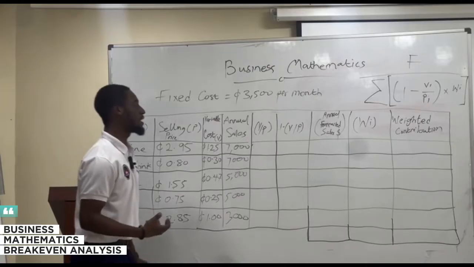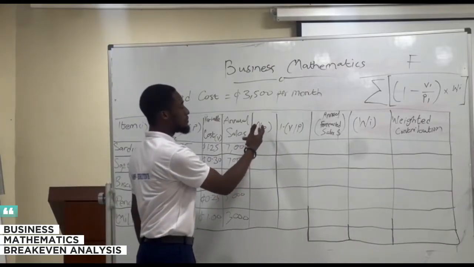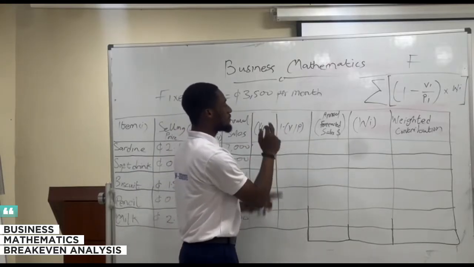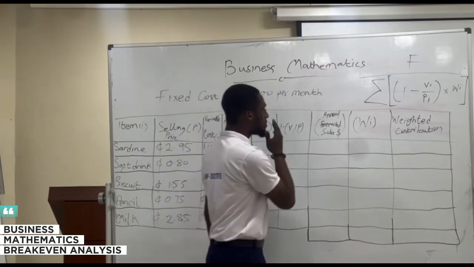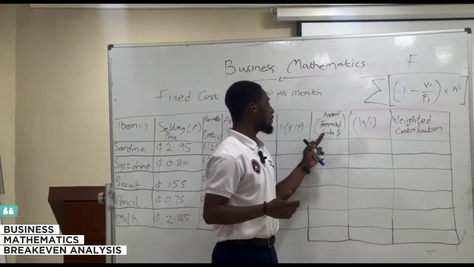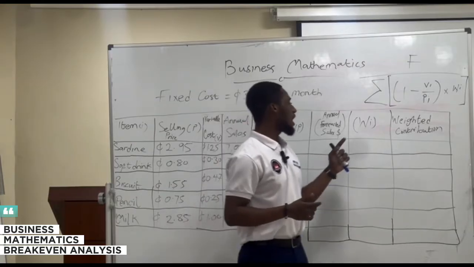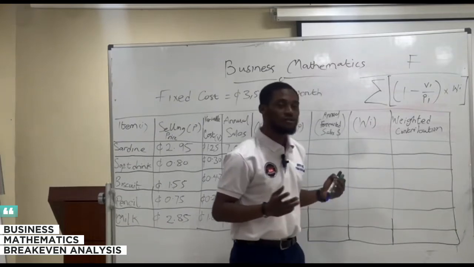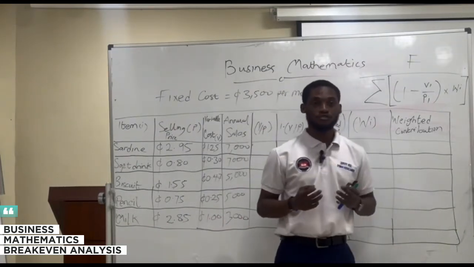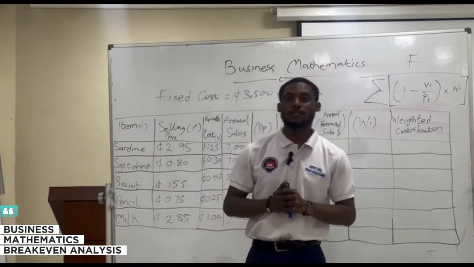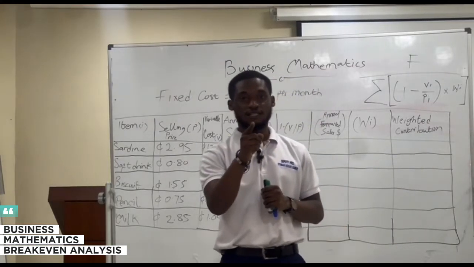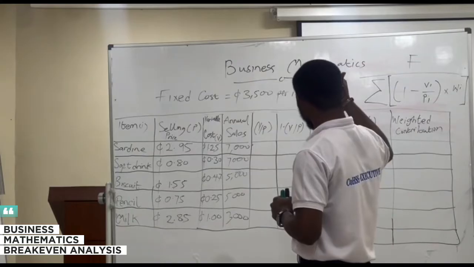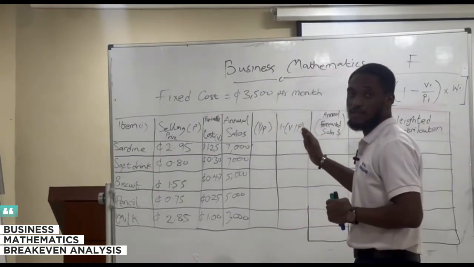How then do we find our variable cost divided by our price per unit? How then do we find 1 minus bracket variable cost divided by price per unit? How then do we find our annual forecasted sales in dollars? How do we find our weighted I, the WI? And how then do we find our weighted contribution? Samuel is going to show you how this is done, and this is going to help you calculate the multiple product break-even analysis.